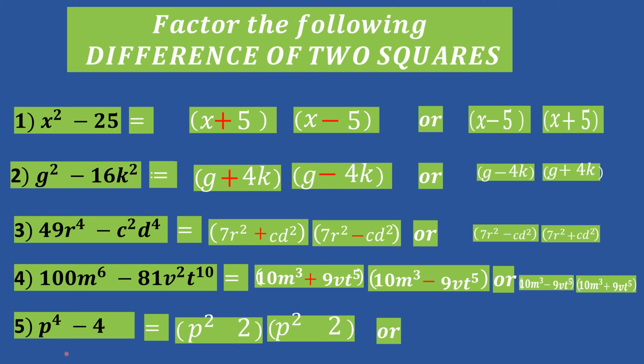Let's proceed to number 5. The p to the 4, its square root is p squared, so multiplied by itself. The square root of 4 is 2, so writing them in two times, then the minus will give us a plus and a minus, or that will be the other way of writing its factor.